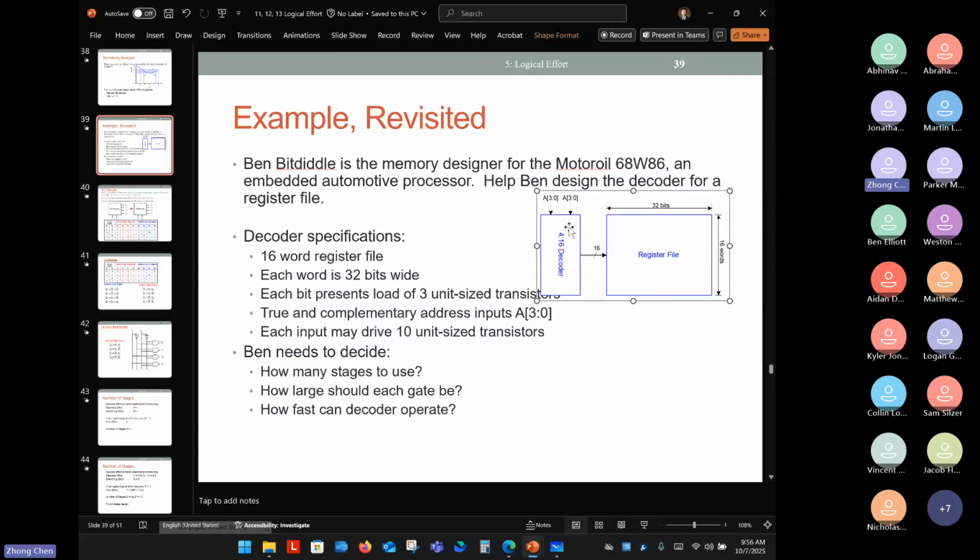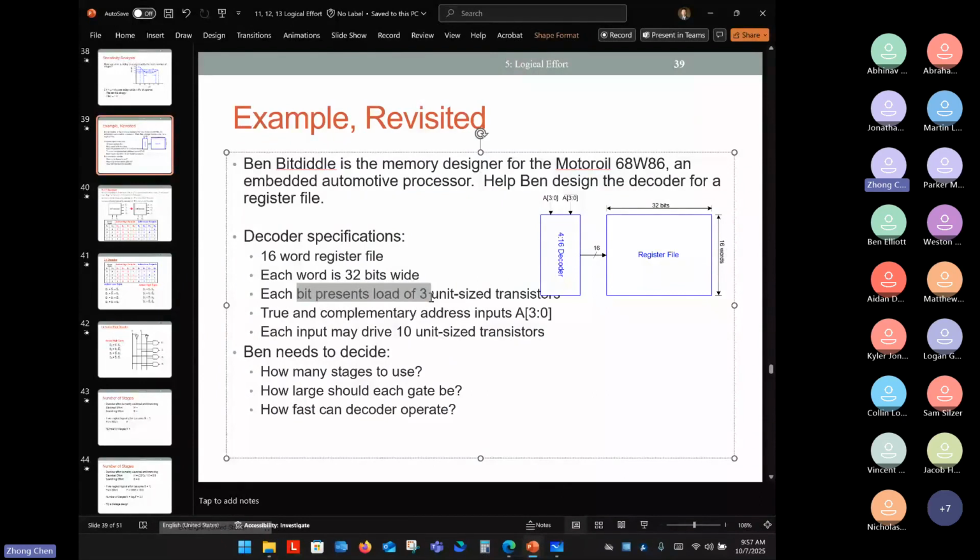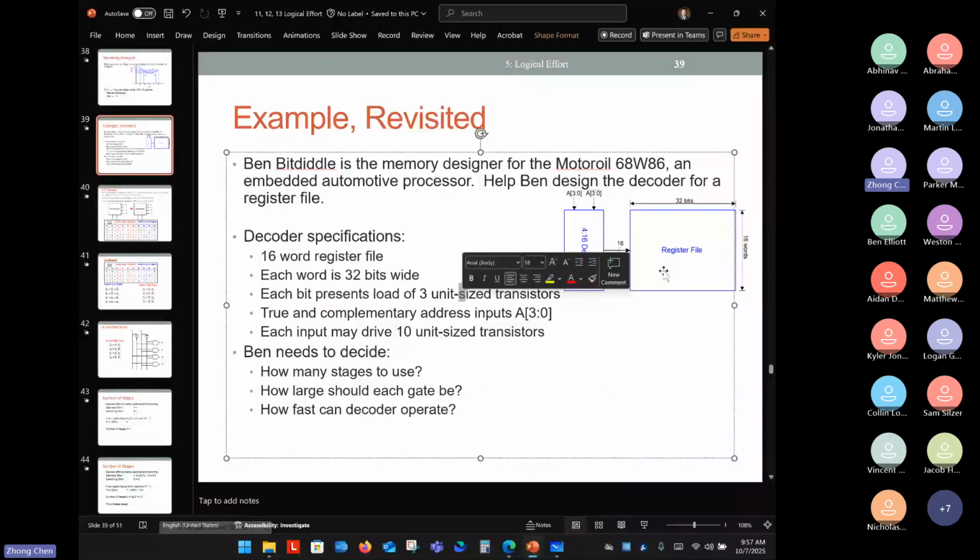For each path, for example from one input, A0, to one output, let's figure out the best delay time through this decoder. Not the register. The register is our loading. Let's make it clear: the register is our loading, and the decoder is the circuit that we want to design. Here's the definition: a bunch of statements define the register size as 32 bits wide, and each bit loads a 3-unit size transistor. That basically tells you the loading capacitance. We will figure that out later.